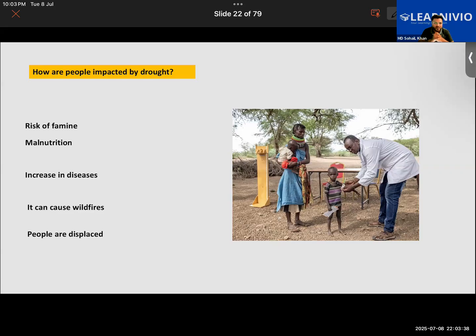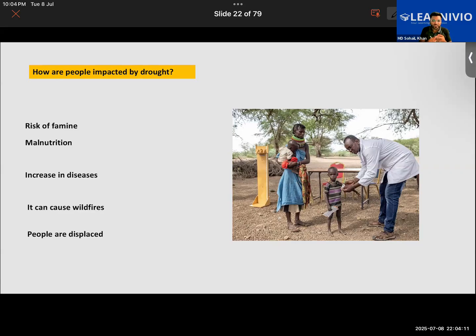So people are impacted by drought in many ways. There's a risk of famine. Famine, you guys understand now, when there's a shortage of food. Exactly. And because of famine, it will invite malnutrition in children, and not just children, but even adults will suffer from malnutrition. Malnutrition is a situation in which people do not get enough nutrients. So they may suffer from rickets.